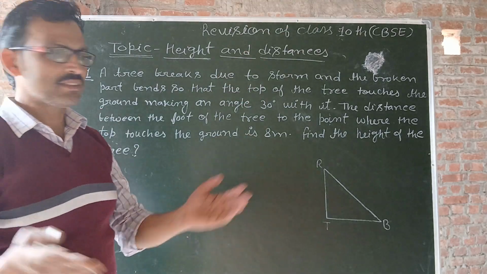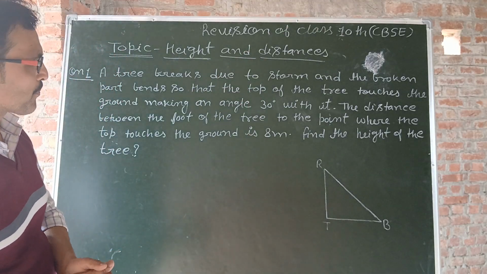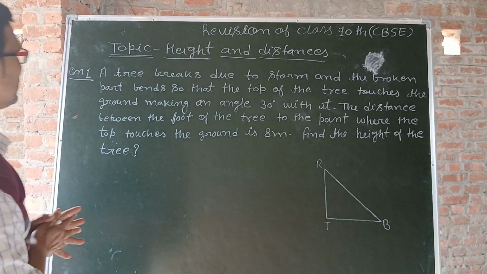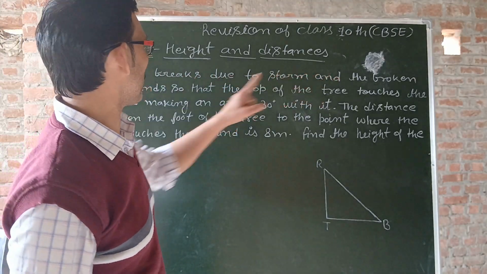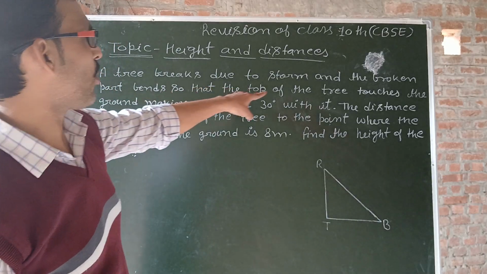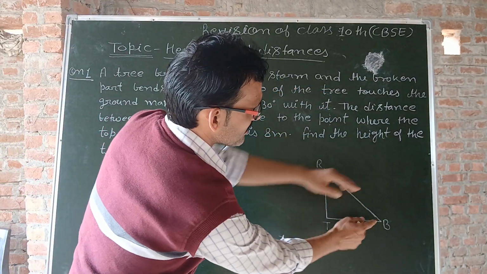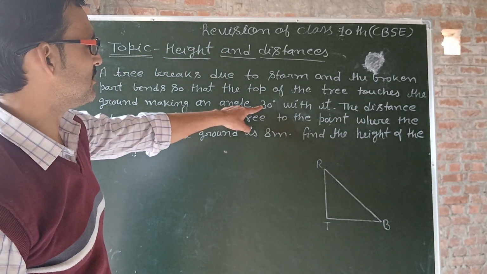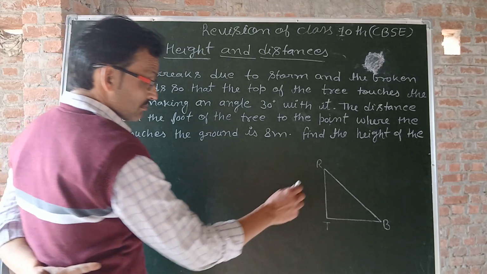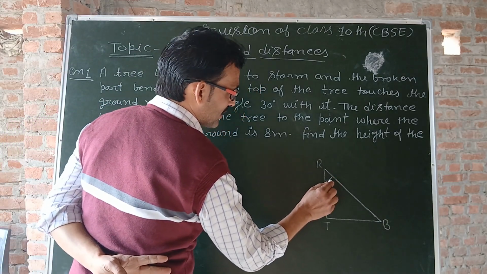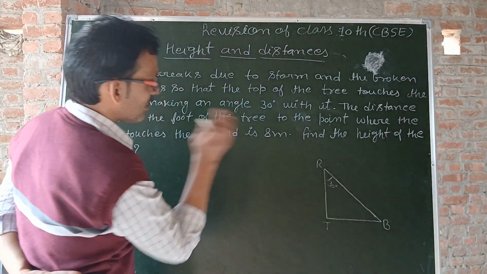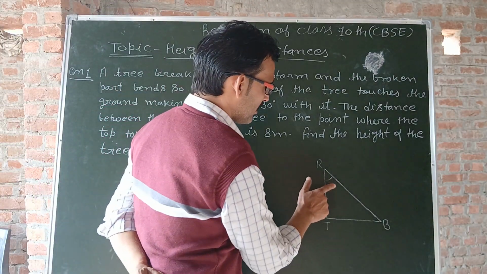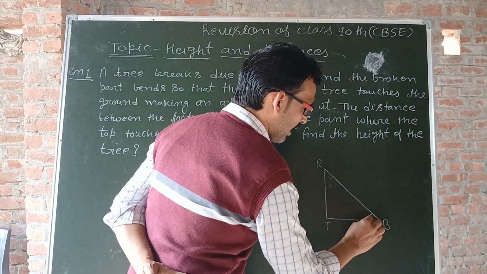You have already seen somewhere while going to any place. So let us see. The tree breaks due to the storm and the broken part bends so that the top of the tree bent like this. This is the top, touching the ground, making an angle of 30 degree. Which angle is it making? It is making an angle of 30 degree with the ground.